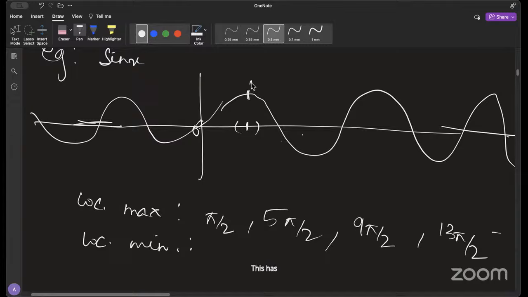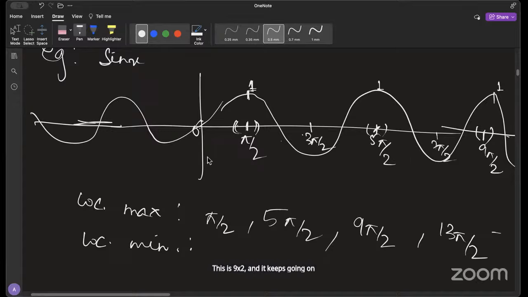This has height 1. That means the function's value at this point is 1, which is the greatest in this interval. Similarly, here the function's value is 1 at this point, which is the greatest in this interval. Similarly, here the function's value is 1, which is the greatest in this interval. This is pi by 2. This is 3 pi by 2. The next one is 5 pi by 2. The next one is 7 pi by 2, this is 9 pi by 2, and it keeps going on like this, right?